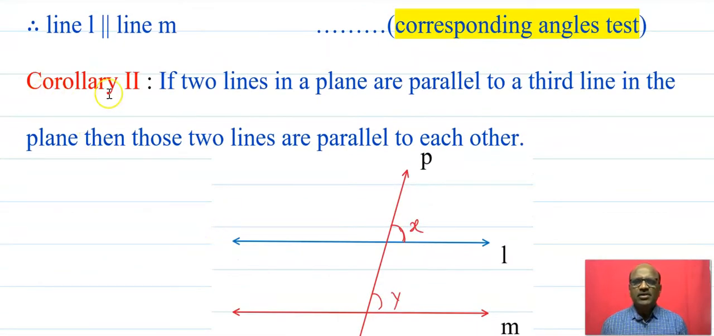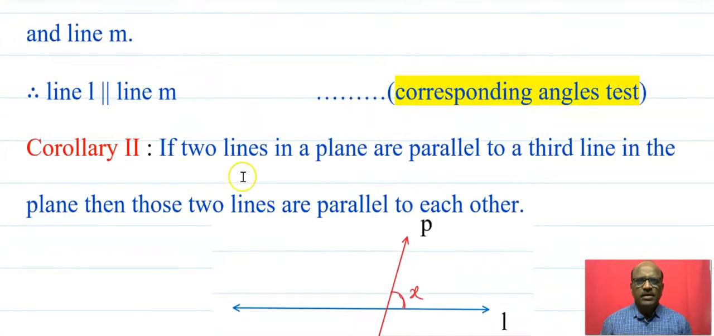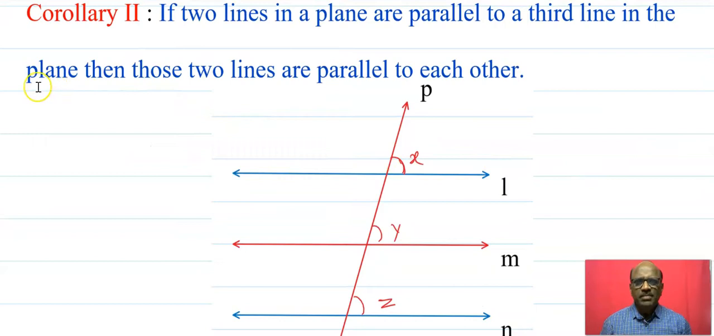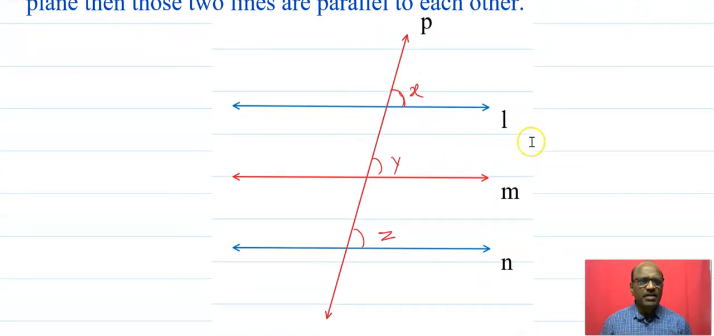Now the next, corollary 2. If two lines in a plane are parallel to a third line in the plane, then those two lines are parallel to each other. Now in this case, line L is parallel to line M, and line L is parallel to line N. Then we will prove that line M is parallel to line N.